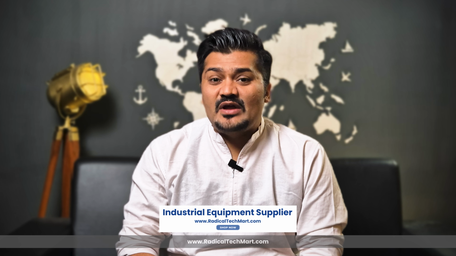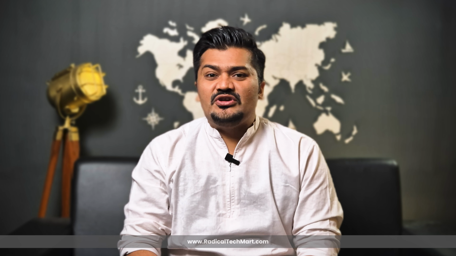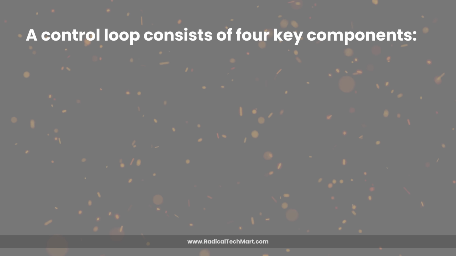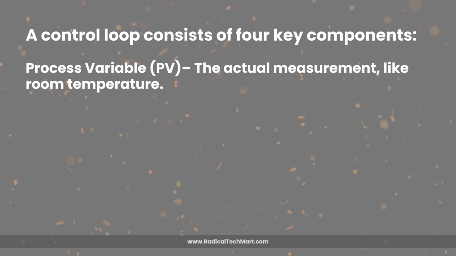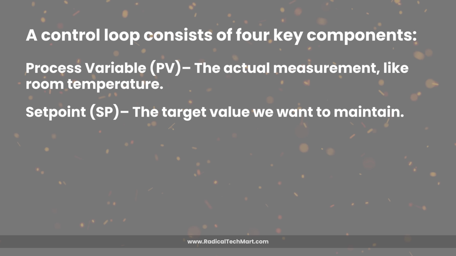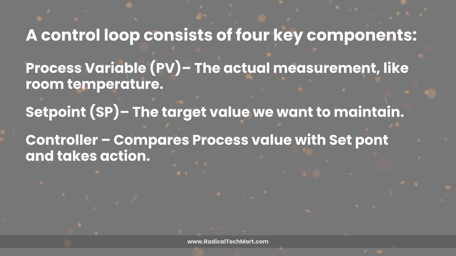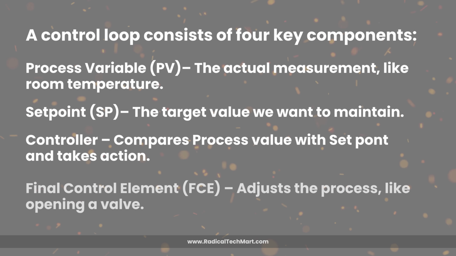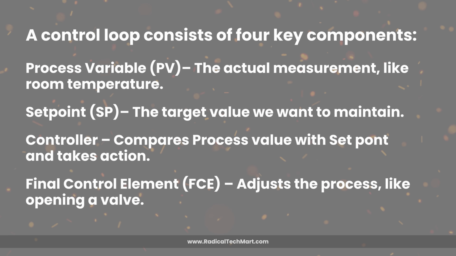In simple terms, a control loop is a system used to regulate a process variable like temperature, pressure, or flow to keep it at a desired value. A control loop consists of four key components. First is the process variable, the actual measurement like room temperature. Second is the set point, the target value we want to maintain. Third is the controller, which compares the process value with the set point and takes action. And fourth is the final control element, which adjusts the process, like opening a valve.